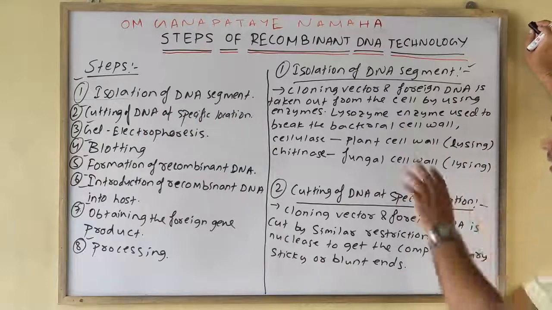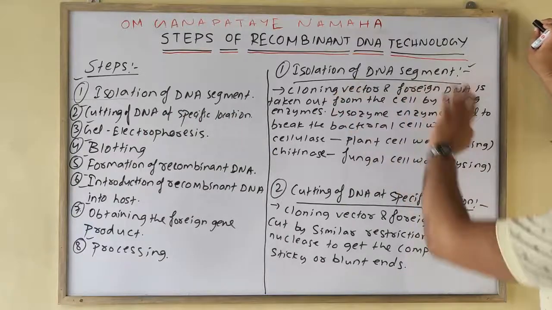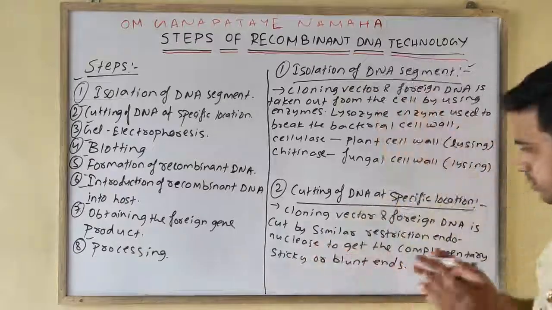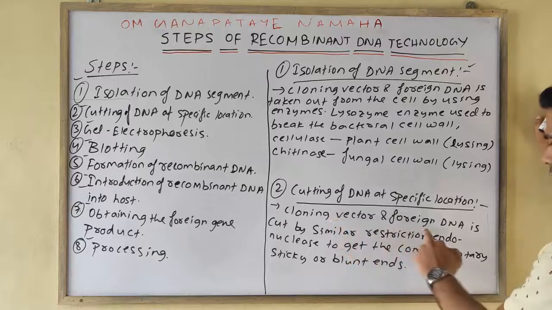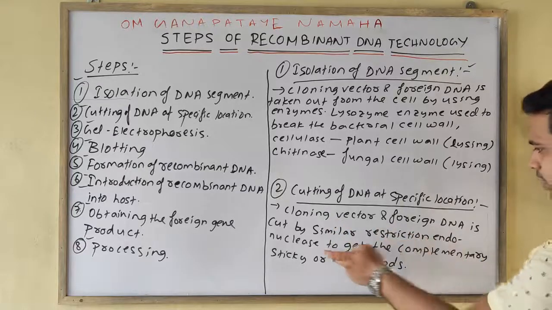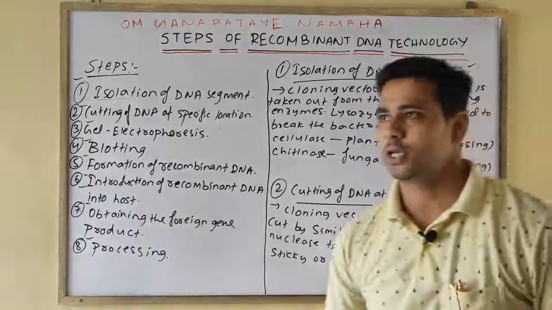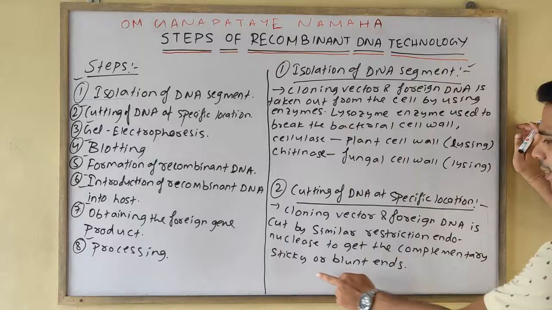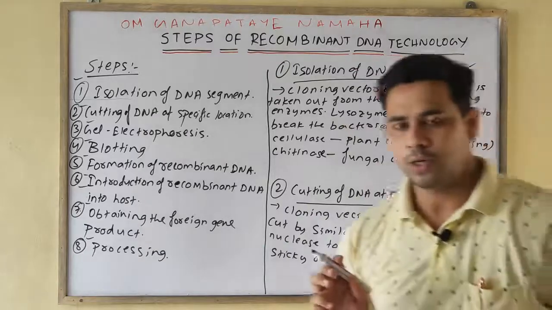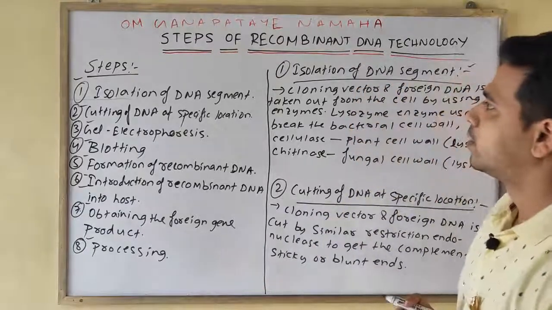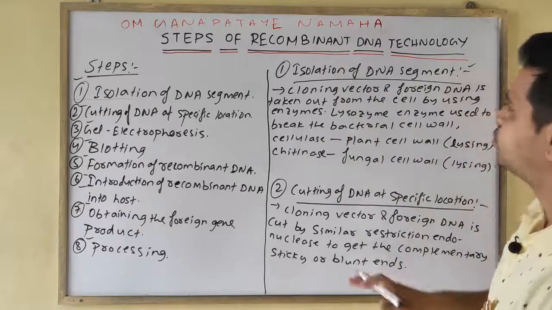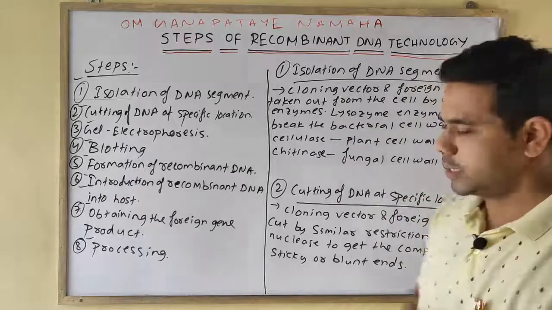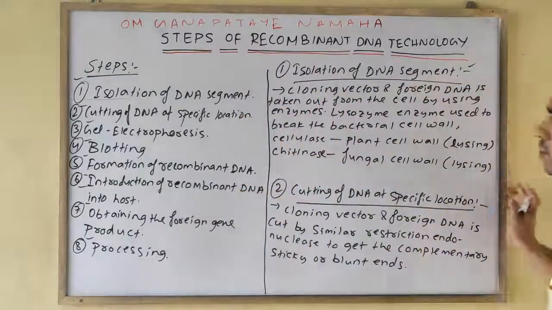So firstly we extracted the cloning vector and the foreign DNA. Now we have to find the complementary ends, by which the cloning vector and the foreign DNA are cut by the similar restriction endonuclease. Obviously we know the restriction endonuclease cuts at a particular nucleotide sequence to get the complementary sticky or blunt ends. So now we have discussed two steps. First, the isolation of the DNA segment, then the cutting of DNA at the specific location. Please note down.